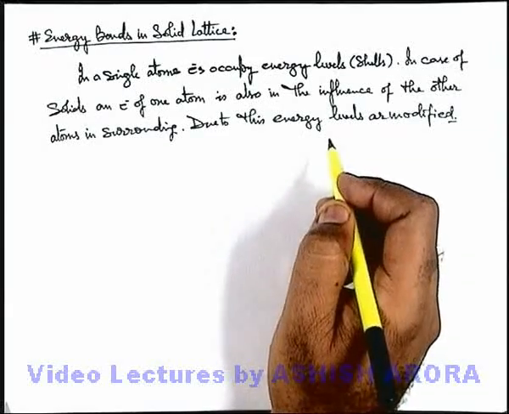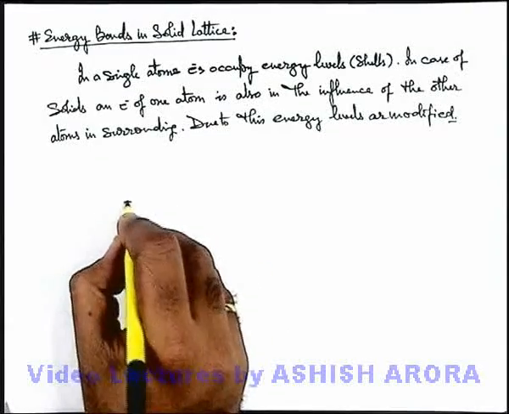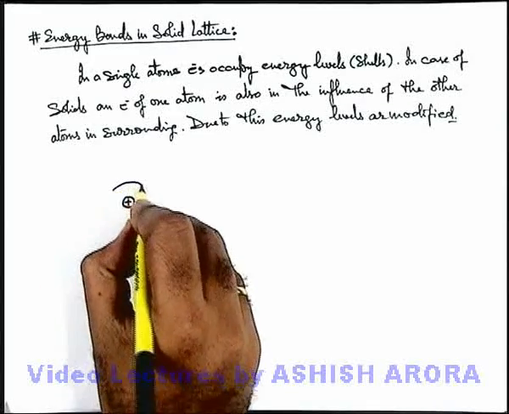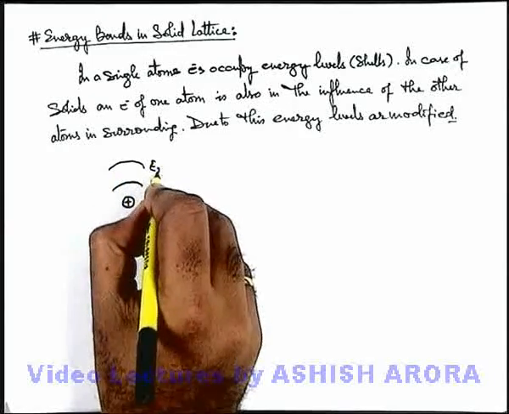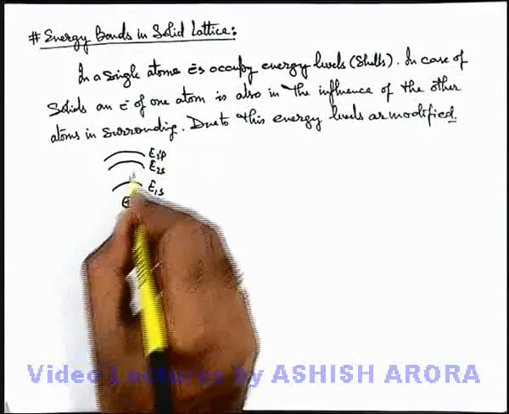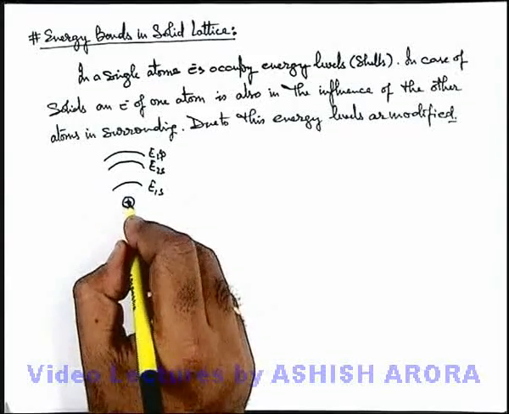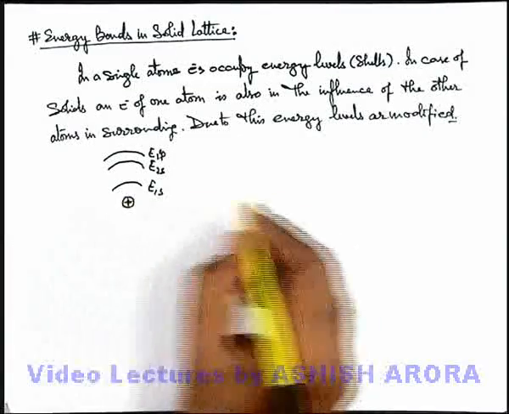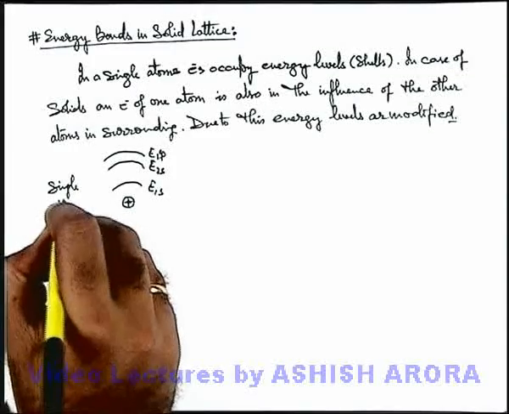a specific atom. So here we can consider a specified example, like say if there is a nucleus and in the surrounding there are energy levels like this E1s and this is E2s, then next is E2p and so on. So these are the energy levels or shells in the surrounding of a specific nucleus, or these are the orbitals. But what happens in case of a solid lattice? This is the situation of a single atom.